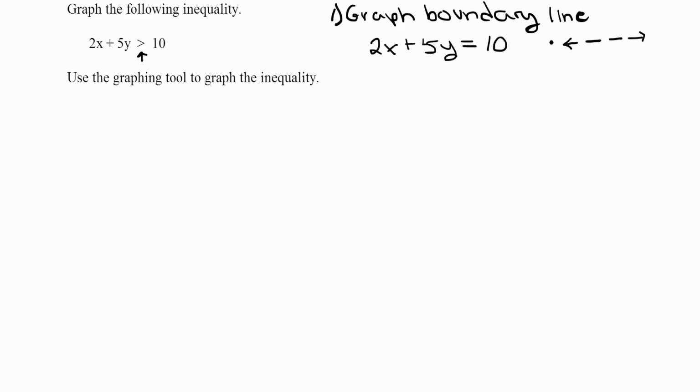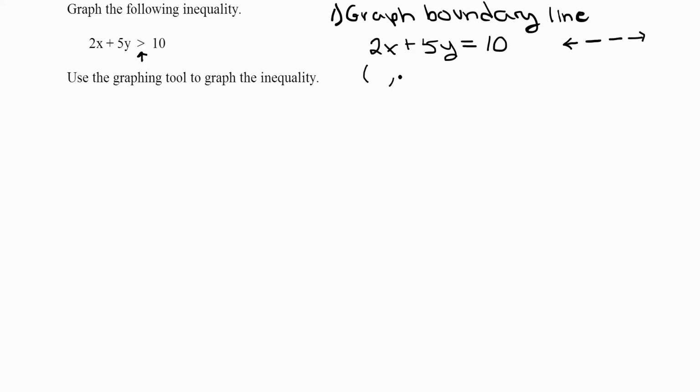So now that we've identified that it's going to be a dashed line and we've identified the boundary line equation, we need to graph that boundary line. And you can graph it by any of the methods that we've discussed for graphing a linear equation. Generally speaking, one of the easiest ways is by identifying the x and y intercept points, graphing those 2 points and drawing the line. So that's the method I'm going to use.